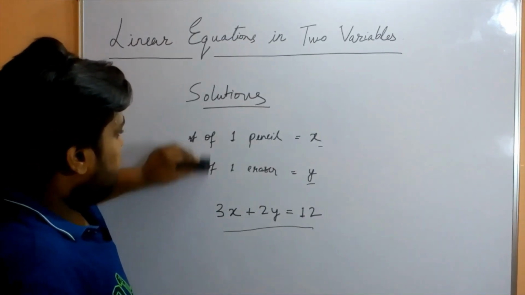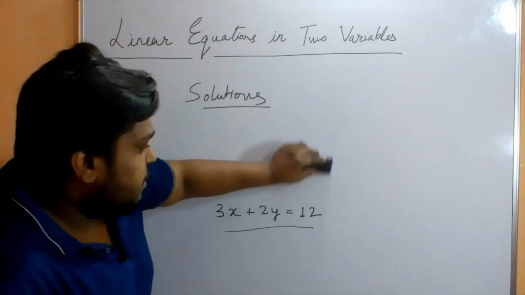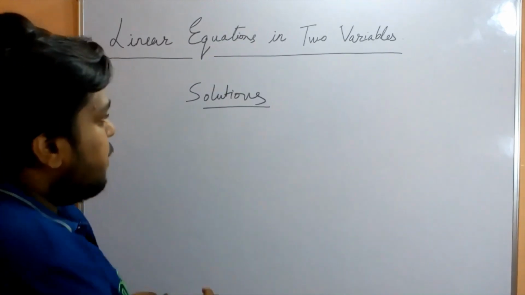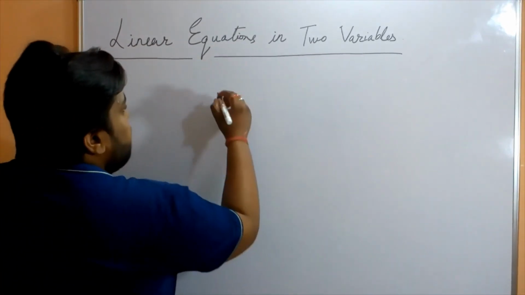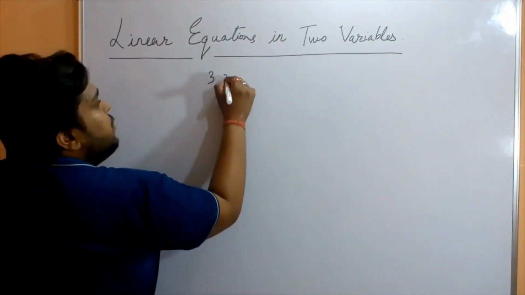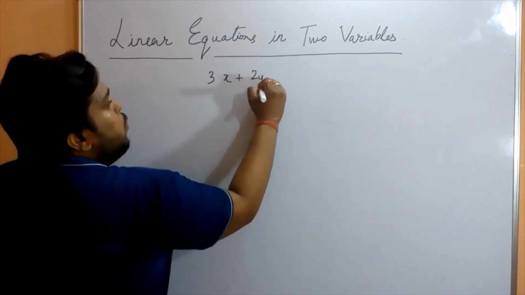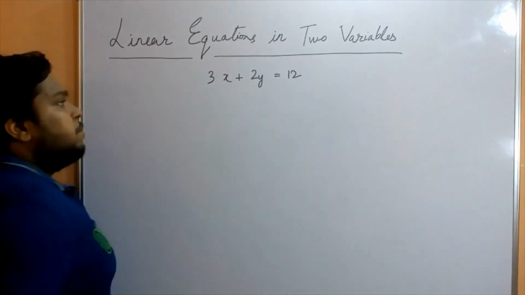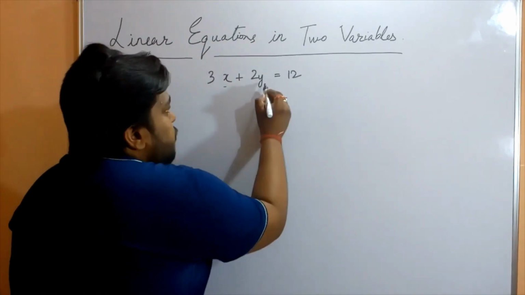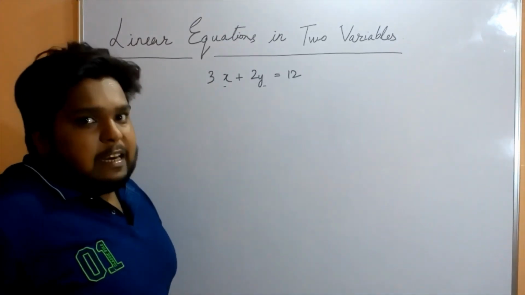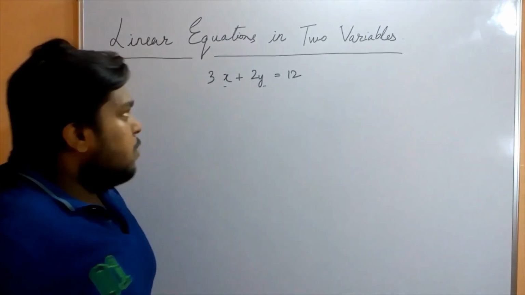So the equation which we got is 3x plus 2y equal to 12. Now we don't know what is the value of x or what is the value of y. That is the reason we call them variables.